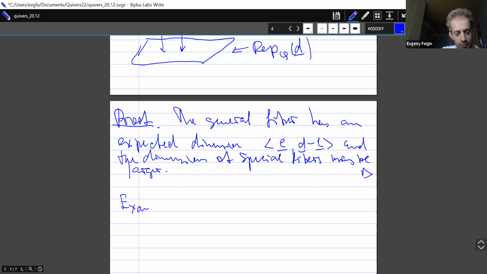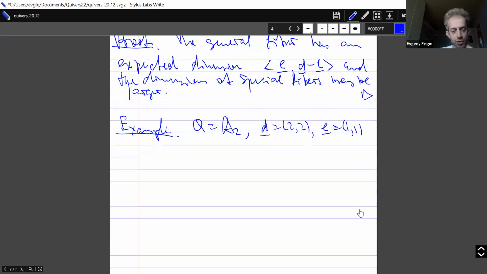So let's work out an example. Q is A2, d is (2,2), e is (1,1). Let's write down all the gadgets we have here. We have the Grassmannian Gr_e(d), the universal Quiver Grassmannian U, and then it projects onto the Grassmannian.